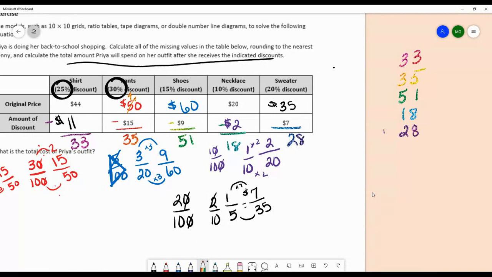So now I'm going to add all of that up. And when I add all of this up, I'm going to get $165. Make sure I have my dollar sign in front, and that's her total. Pretty easy, right? Yeah, I think you've got this.